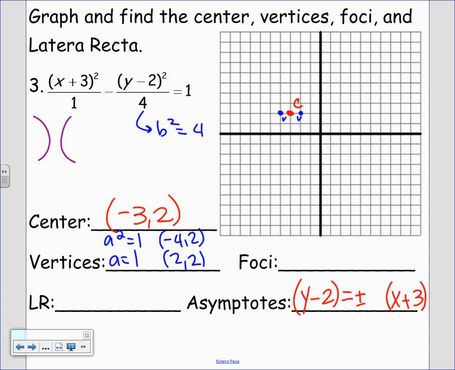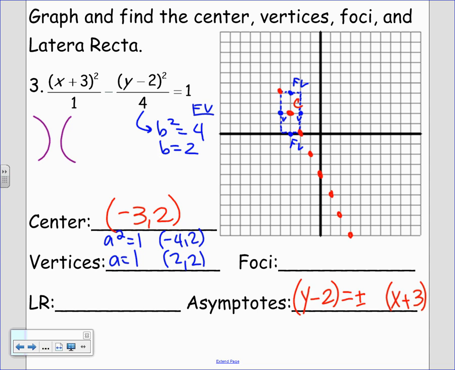B squared equals 4. Remember, that's for my fake vertices. So b equals 2. I want to go up 2 for a fake vertex and down 2 for a fake vertex. The reason we do that is because it creates our magical little box so that we can graph my hyperbola. If I talk about my asymptotes here and I go through the corners of my box, I'm going to go through that corner and that corner. Down 2 over 1, down 2 over 1, down 2 over 1.